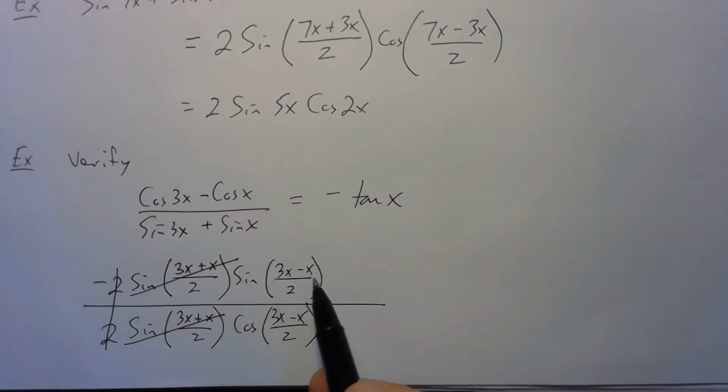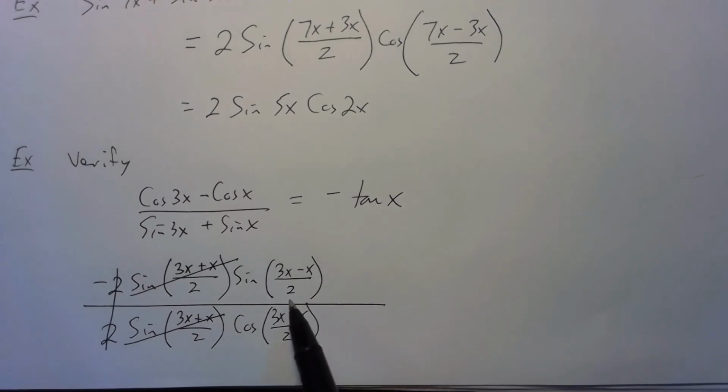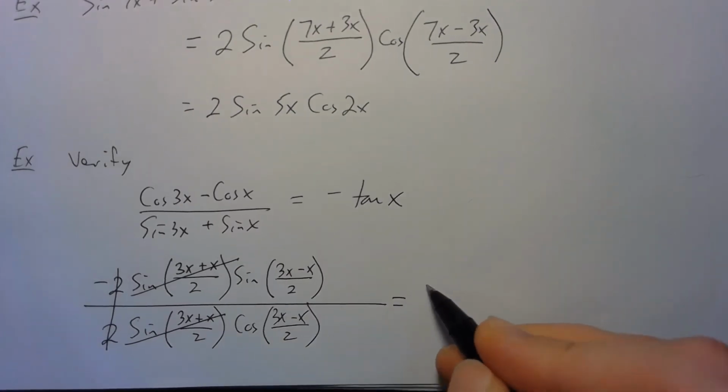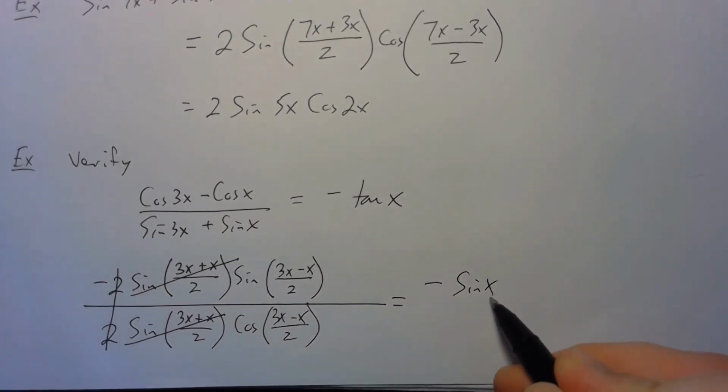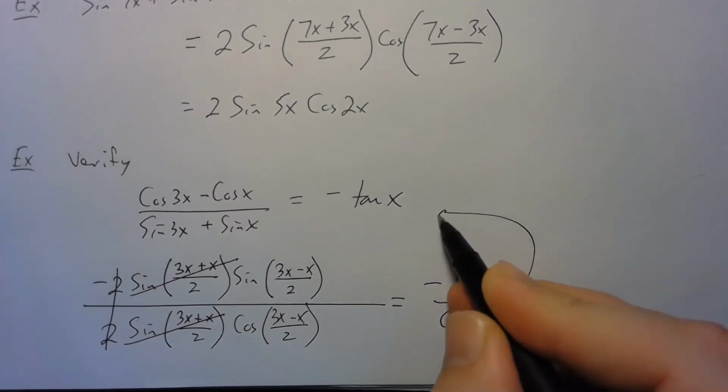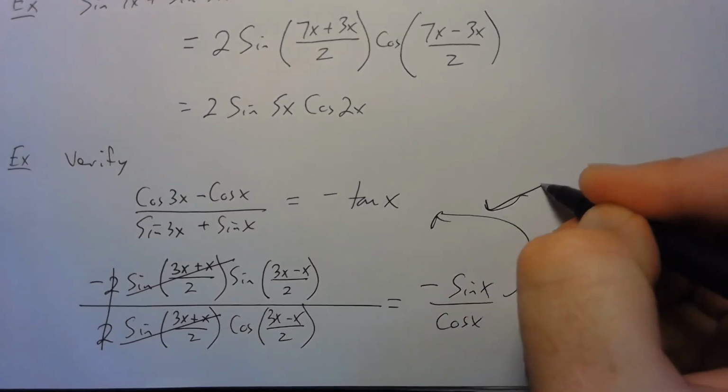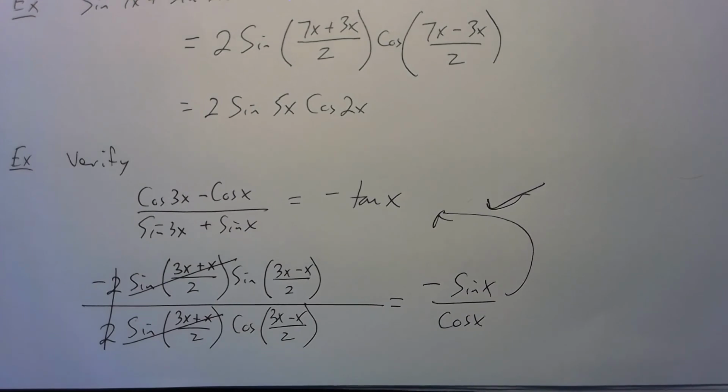So I'm just left with the sine of 3x minus x, which is 2x, divided by 2 is simply x, and therefore I get a negative sine of x over cosine of x, and sure enough, this problem is done in more or less one step. If I had done the sum and difference identities, I would then have to use the double angle identities, and I'd probably have to use more than just one step to simplify this particular identity to verify that it's an actual identity.